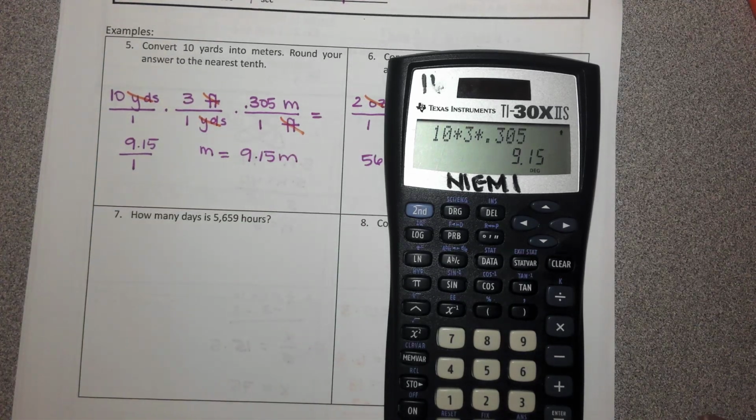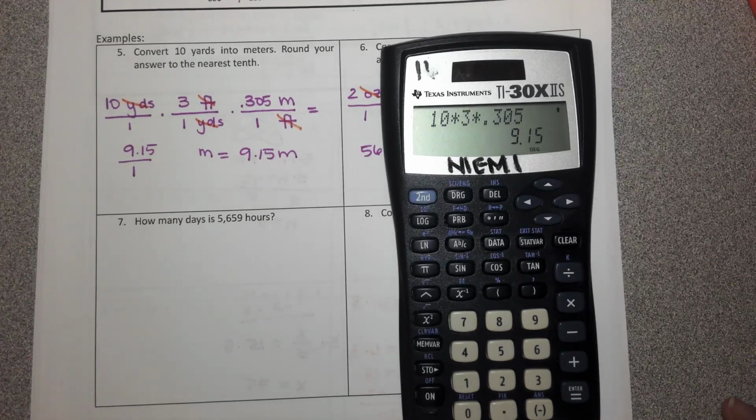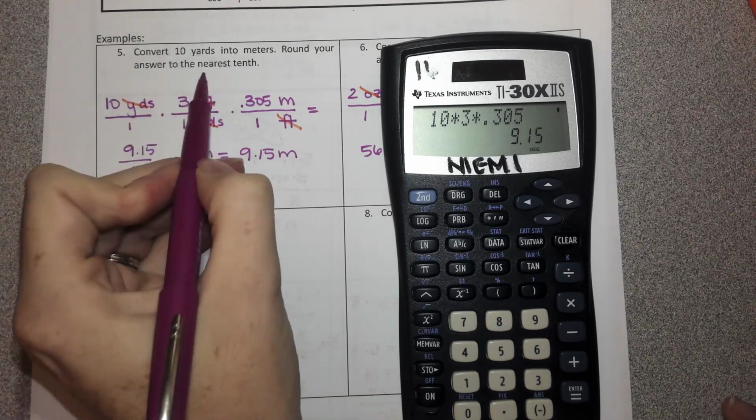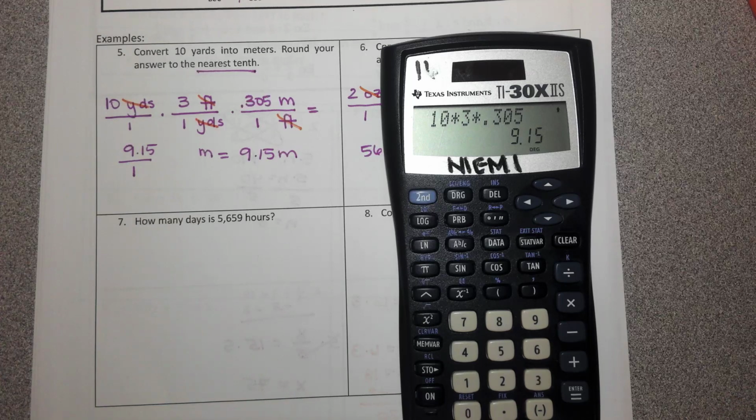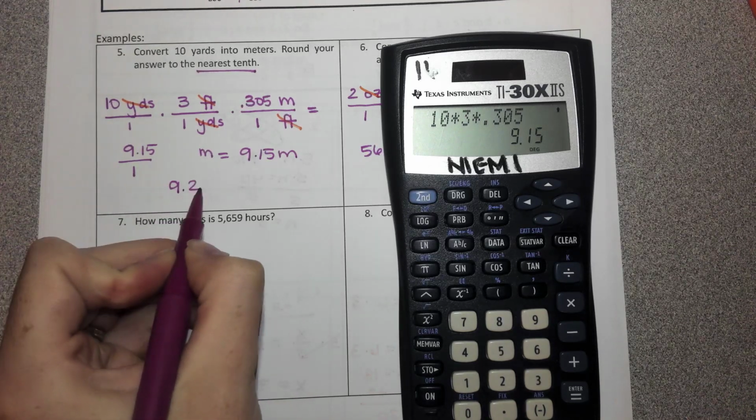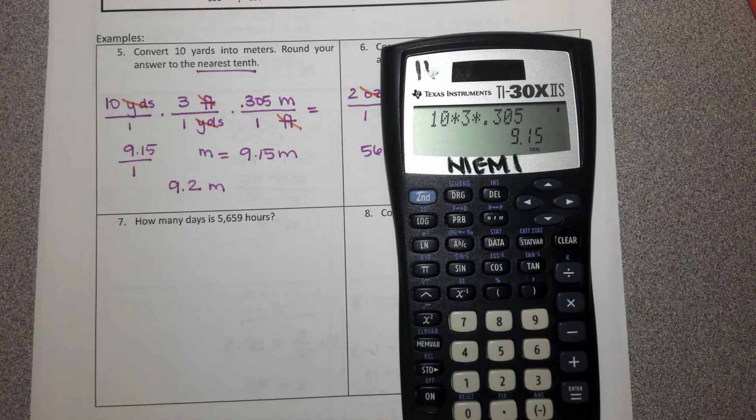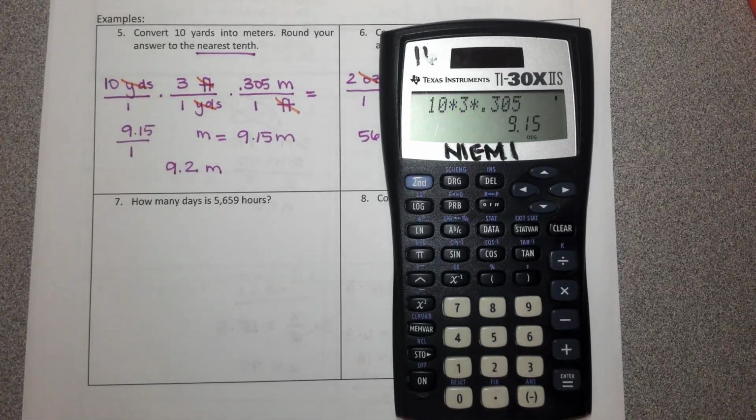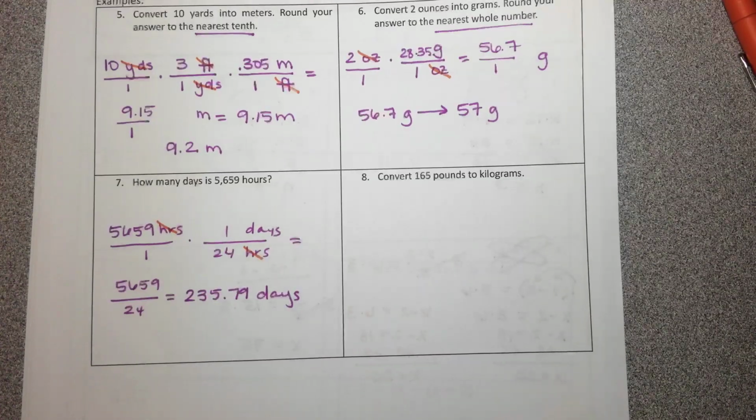Are we done? What do we have to do now? Round to the nearest. Okay, so what's our answer rounded to the nearest tenth? 9.2 meters. Okay, you guys know that there's a chart up here that you can use if you're not sure where the place values are. Right, so I didn't tell you what to round to, so you could have picked anything to round to.